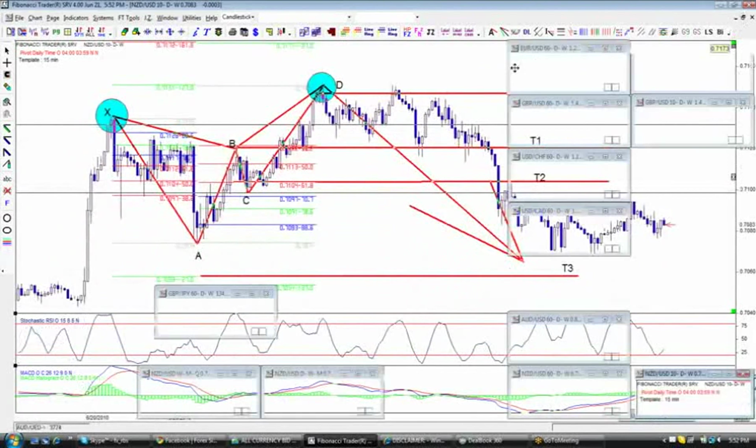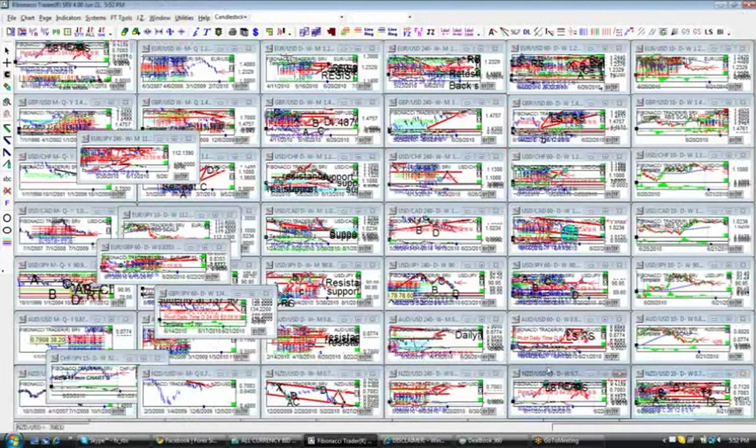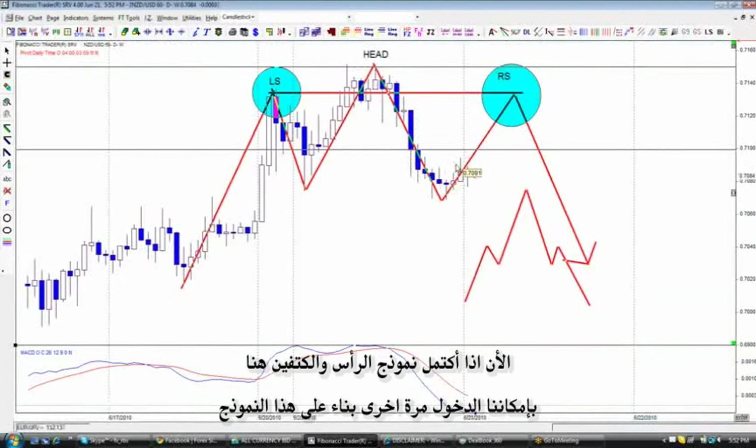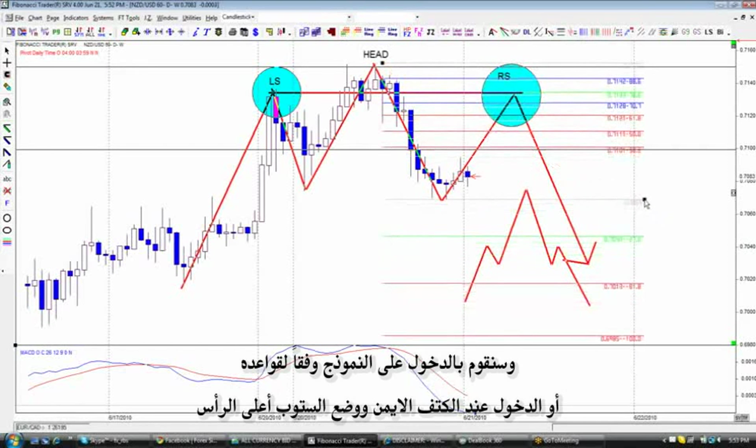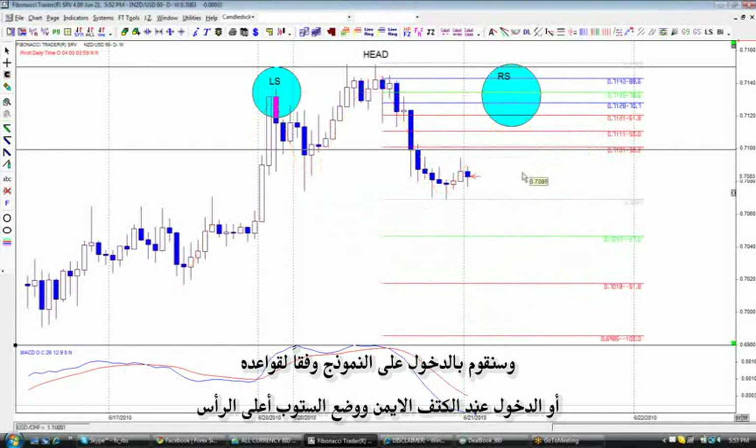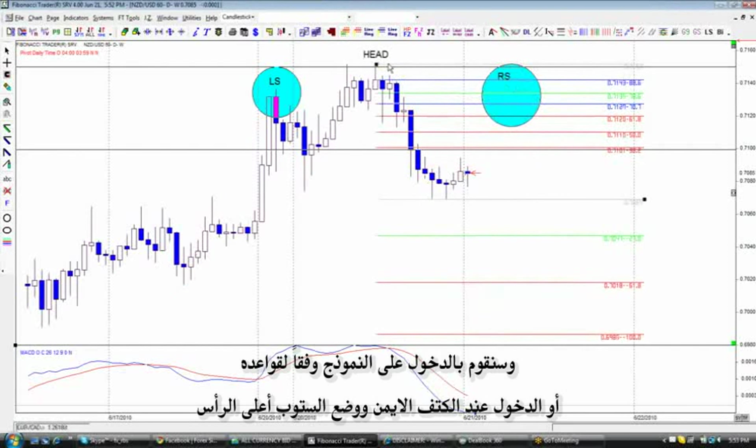Now, if this head and shoulders forms the right shoulder, price will come back. Now we can re-enter again, and we can enter a second trade based on the head and shoulders. And now we'll trade that head and shoulders by the rules for trading head and shoulders.